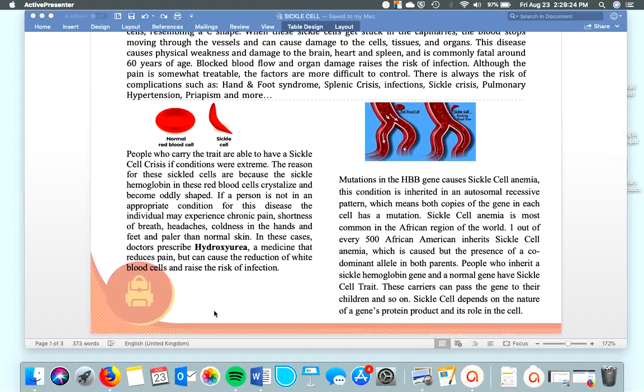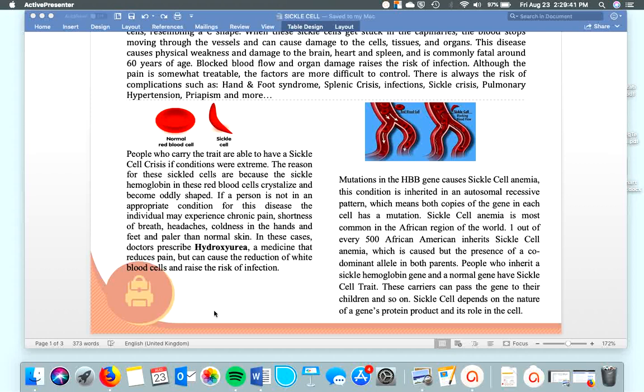So why this happens. Mutations in the HBB gene cause sickle cell. This condition is inherited in an autosomal recessive pattern, which means both copies of the gene in each cell has a mutation. Usually you have to get it from both your mother and your father.